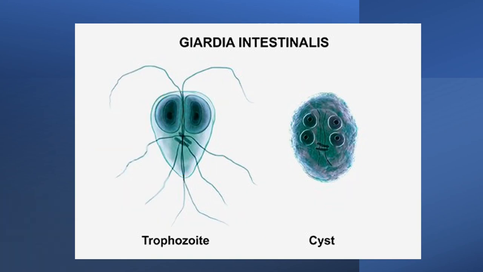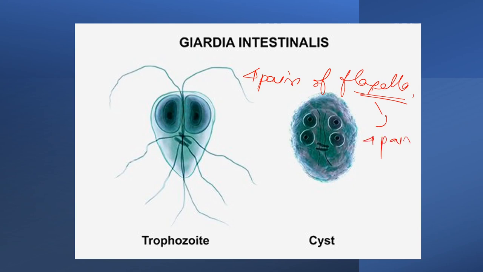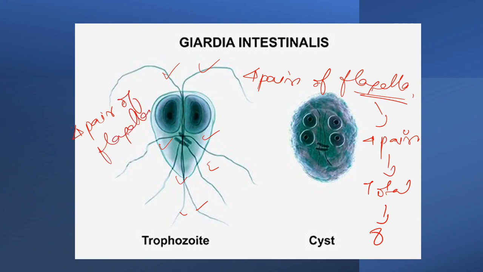Now, next, there are four pairs of flagella. We told that these are the flagellates, so they have flagella in them. So how many pairs? Four pairs, meaning total 8. You see, 1, 2, 3, 4, 5, 6, 7, 8. Total 4 pairs of flagella and total 8 in number. Okay.